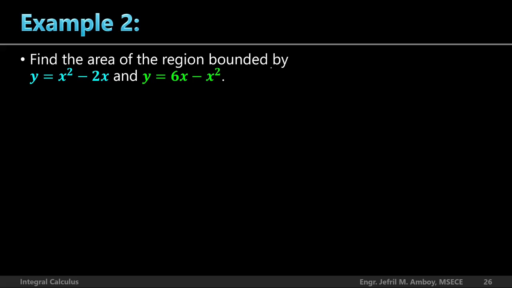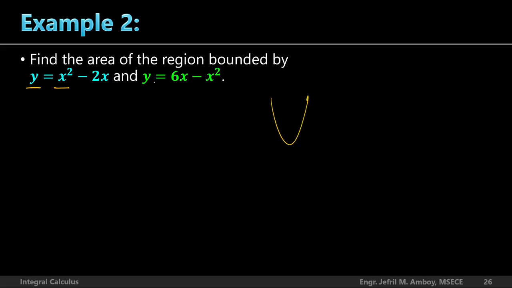Find the area of the region bounded by y equals x squared minus 2x and y equals 6x minus x squared. So here, the two functions given are both parabolas. Yung unang parabola, y equals x squared minus 2x. So since parehas yung signs ng y at saka ng x squared, parehas silang positive. So, meaning, yung parabola na yan ay opening upward. Okay? So, you can imagine, meron kang parabola opening upward.